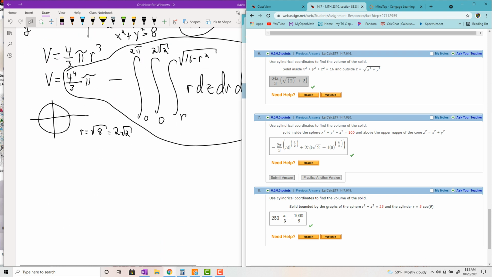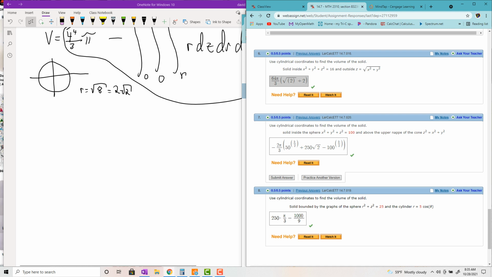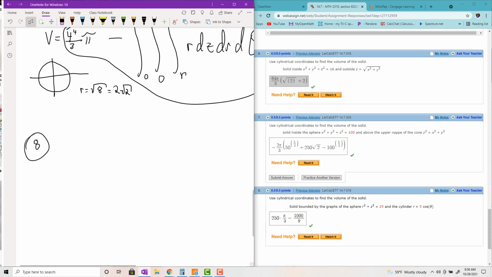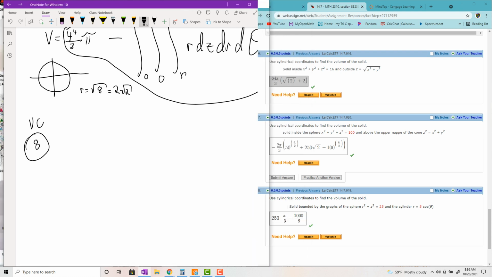Number 7 is kind of the same thing, except you don't have to do the additional part where you do the subtraction. Number 8, let's try that one then, and make this one the video quiz, and then we'll be done with it. Let me mark that in my notes. So this is video quiz set number 8. This will be the third problem in that set, 14.7. This is problem 8 in WebAssign. Okay, got it.